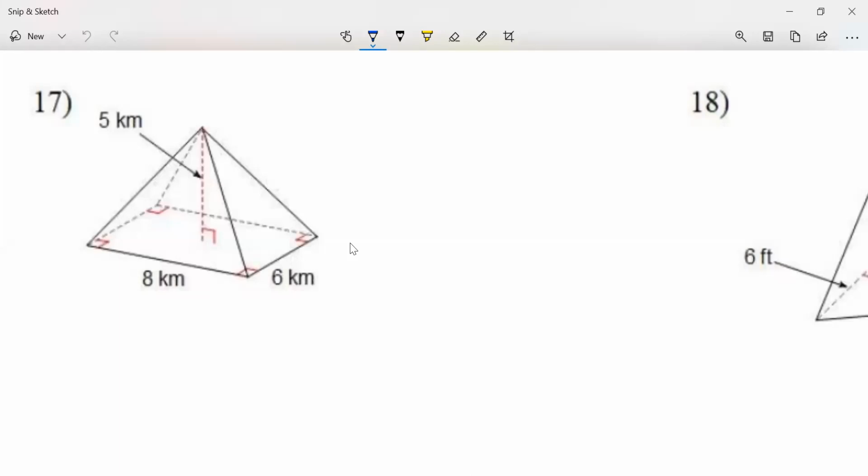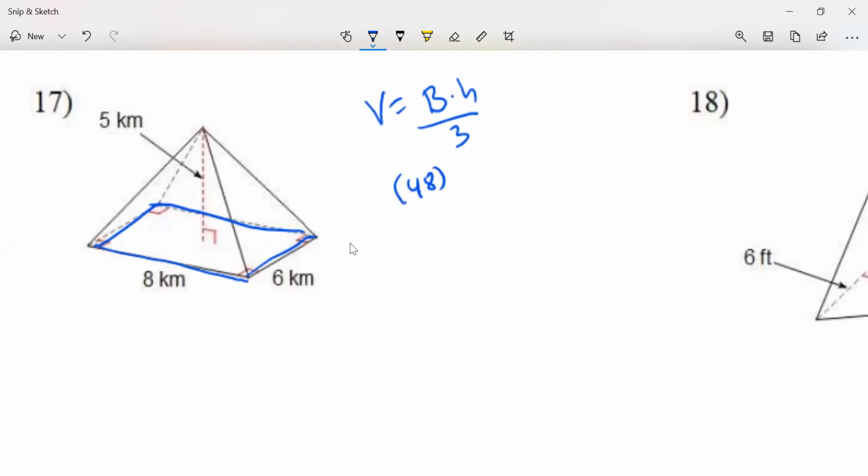So now again, let's go back to number 17. I just learned the volume of pyramids and cones is going to be base times height divided by 3. So the base in this case is a rectangle. So I'm just going to call this 48, because 8 times 6. The height of this pyramid is 5. I can see it, it's right here. And whatever I get, I'm going to divide this by 3. So I'm going to grab my calculator. I'm going to go 48 times 5 divided by 3. And it's going to give me 80.